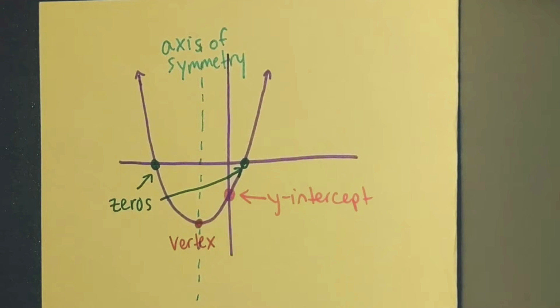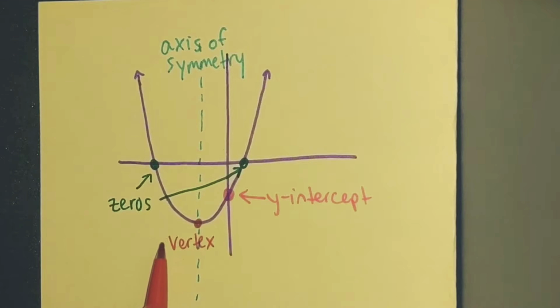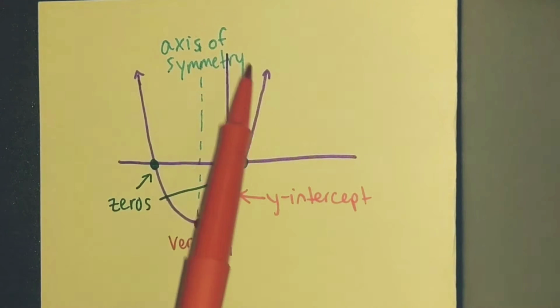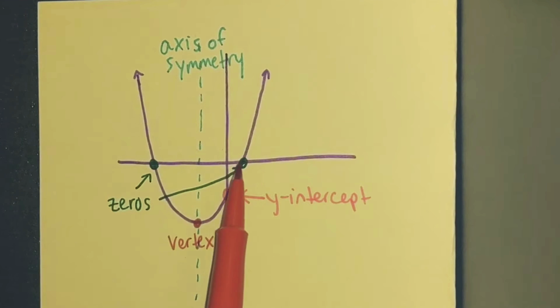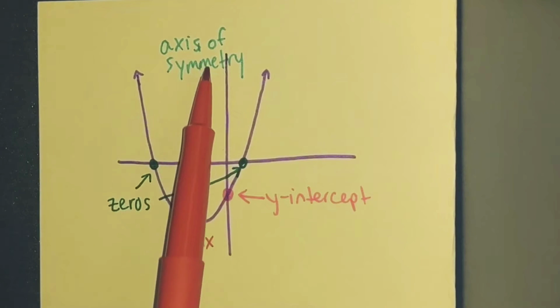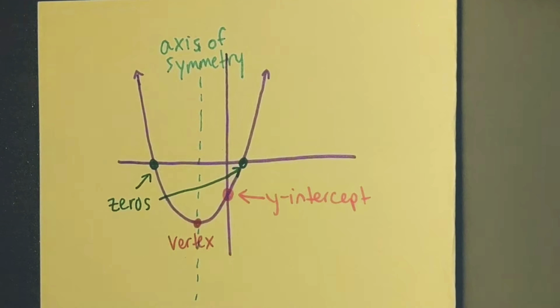In the last video, we looked at the different features of parabolas. So again, we had our vertex, which is our bottommost point, or if it's upside down, it could be the topmost point. We have our y-intercept, which is where it crosses the y-axis. Our zeros, which is where they cross the x-axis. And then we have this axis of symmetry, which is the imaginary line that is dividing it right down the middle.